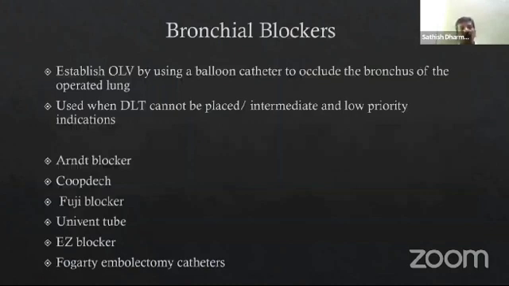Next comes the important one, the bronchial blockers. What is a bronchial blocker? It is a balloon catheter to occlude the bronchus of the operative lung. When will it be used? When a DLT cannot be placed, or if the indication is intermediate or low priority. Well, we have multiple bronchial blockers: the Arndt blocker, Cohen blocker, Fuji blocker, Univent tube, EZ blocker, and Fogarty embolectomy catheters.